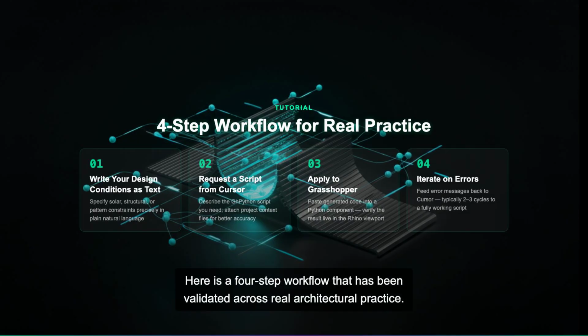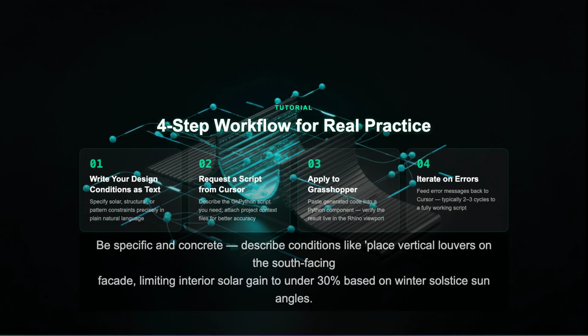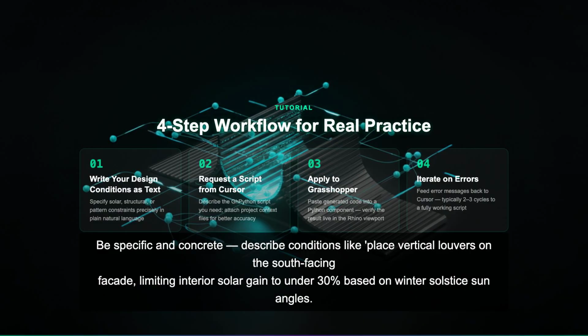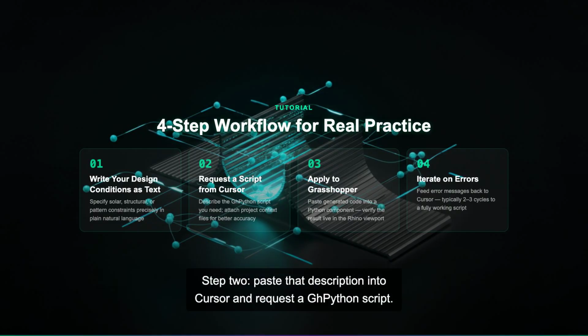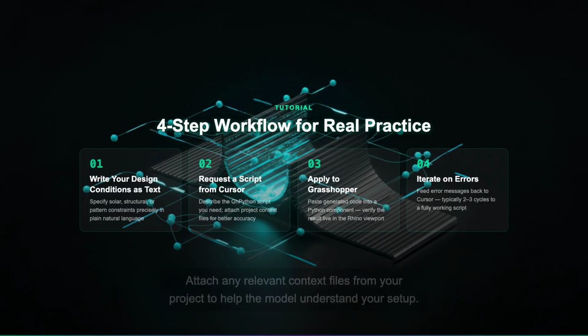Here is a 4-step workflow that has been validated across real architectural practice. Step 1. Write your design intent as text. Be specific and concrete. Describe conditions like place vertical louvers on the south-facing facade, limiting interior solar gain to under 30%, based on winter solstice sun angles. The more precisely you articulate the constraint, the better the generated output. Step 2. Paste that description into Cursor and request a Python script. Attach any relevant context files from your project to help the model understand your setup.